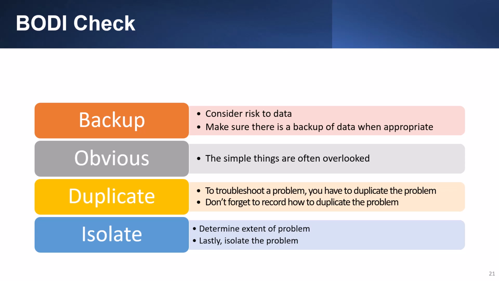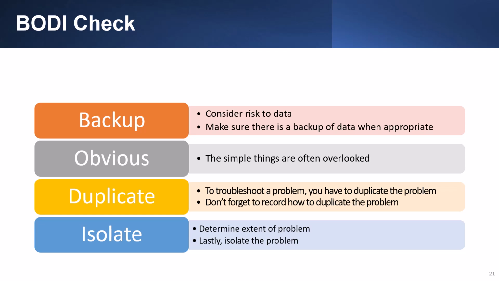Backup is the first part of the body check. When you're troubleshooting a problem, you need to consider the risk to data and, if possible and reasonable, you should make sure you have a backup of the data in case the problem gets worse before it gets better. Unfortunately, when many problems occur, it is often too late to get a backup of the data. So hopefully for your organization, you have a backup process in place that protects essential data.